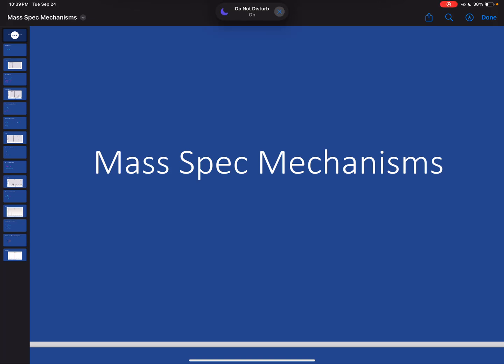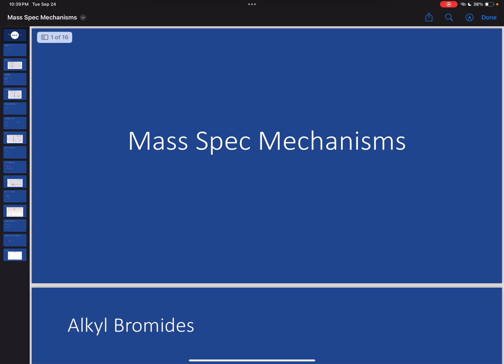Everyone, I just wanted to do a few videos on the arrow pushing of mass spec. There's a lot going on. You've got some half arrows, you've got some full arrows. So I just want to make sure we're all on the same page on how those work. I'm going to start off with our alkyl bromides.